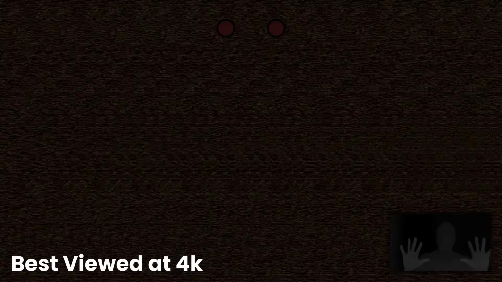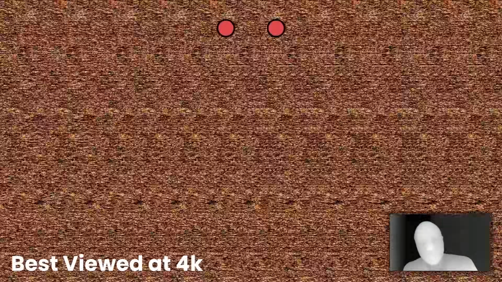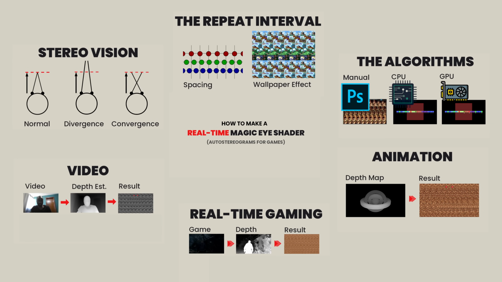What you're looking at right now is just me talking to you, but with an autostereogram or magic eye shader effect applied. But how do autostereograms even work? How can you make one in a shader? And could you even play a game with this effect on?